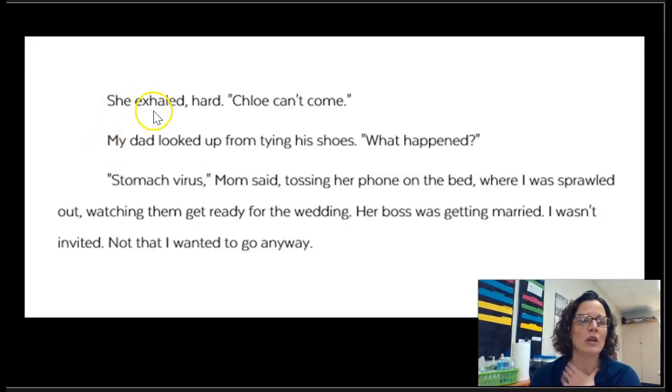She exhaled hard. "Chloe can't come." My dad looked up from tying his shoes. "What happened?" "Stomach virus," Mom said, tossing her phone on the bed, where I was sprawled out watching them get ready for the wedding. Her boss was getting married. I wasn't invited. Not that I wanted to go anyways.